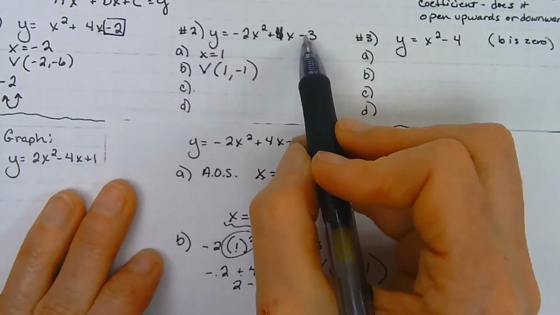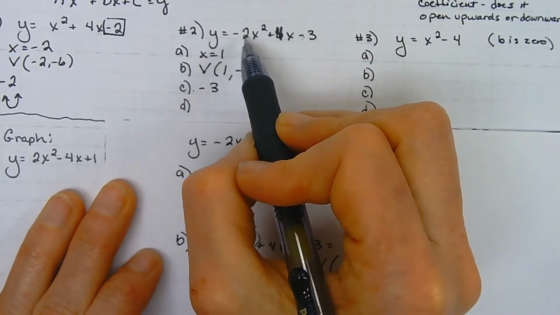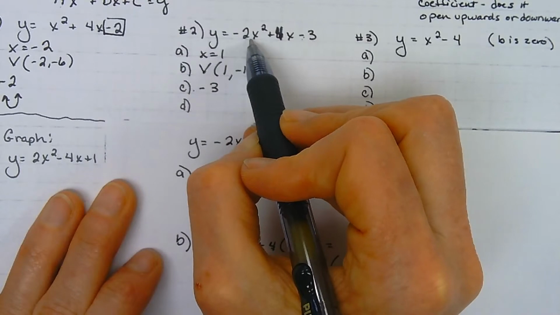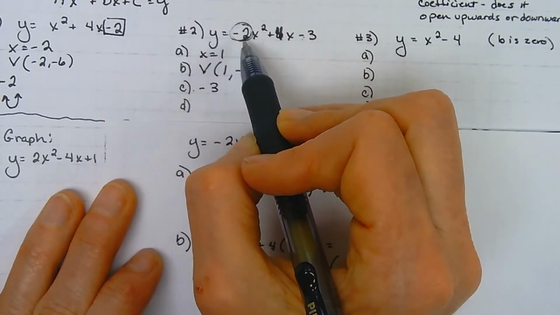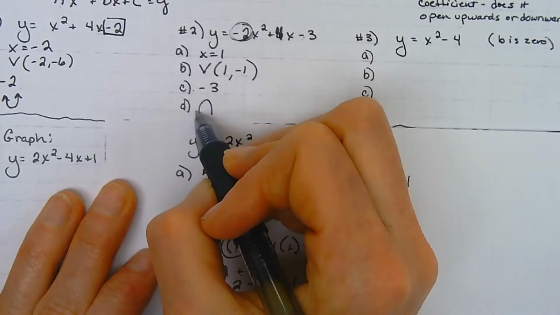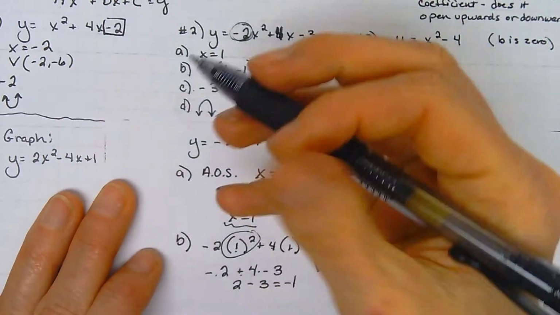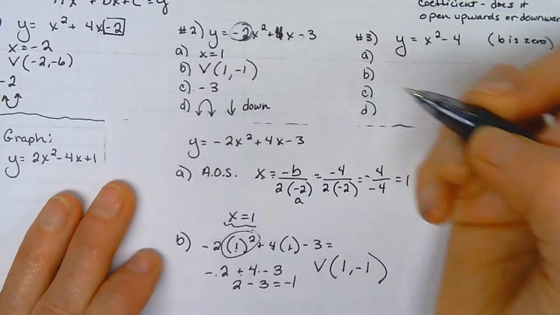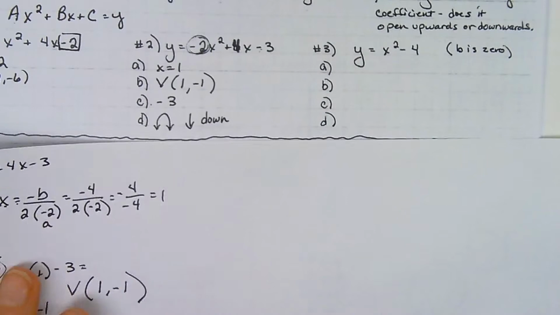The y-intercept is negative 3. And looking at the a here for this equation, this a value is negative 2. It's negative. It's less than 0. It is going to make the parabola open downwards. You can make an arrow. You could write the word down. Any of those would work. Number 3.